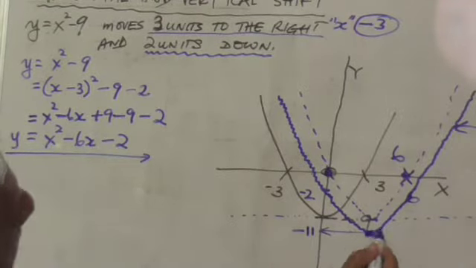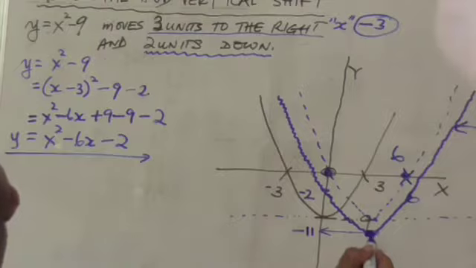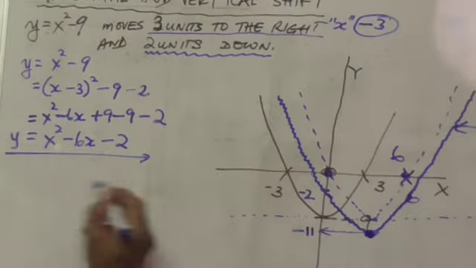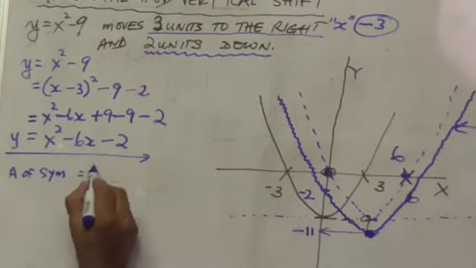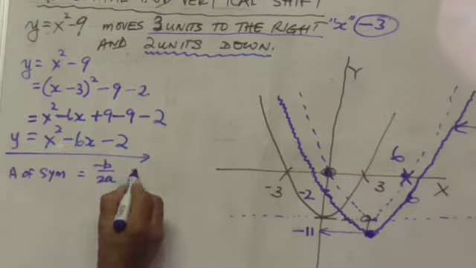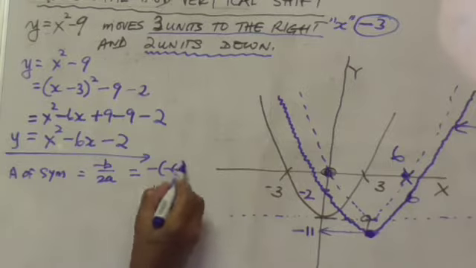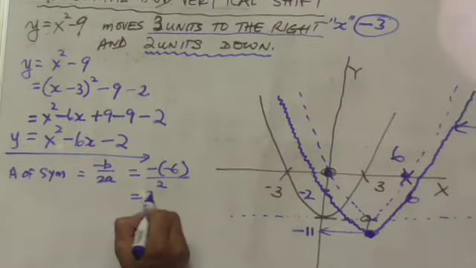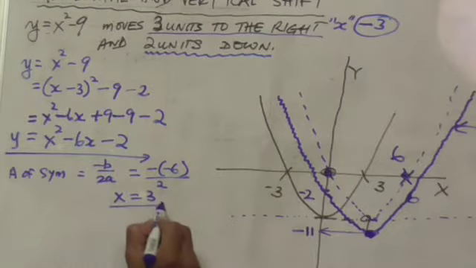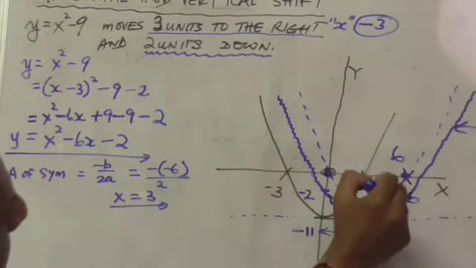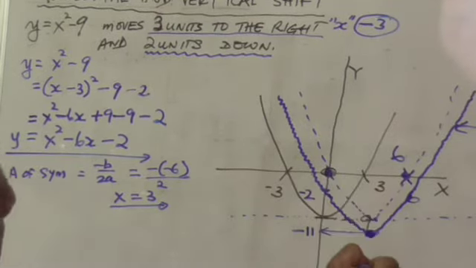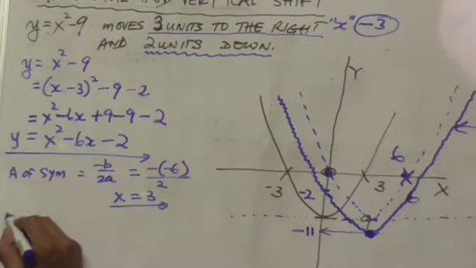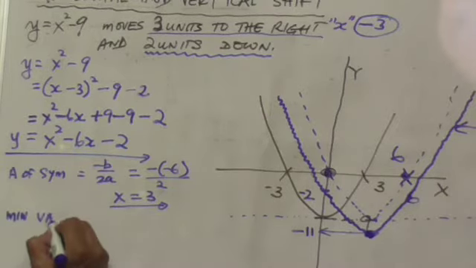Now we can test it and see if it's true, whether the new minimum is. If you want this turning point, then you need to know the axis of symmetry. For the axis of symmetry, you say minus b over 2a, which will give you minus into minus 6 all over 2, which gives you 3. x is equal to 3. And you can see that it's coming, x is equal to 3. Remember, this is a rough graph. If you do it on graph paper, you'll see. And then you want to know what is the minimum value.